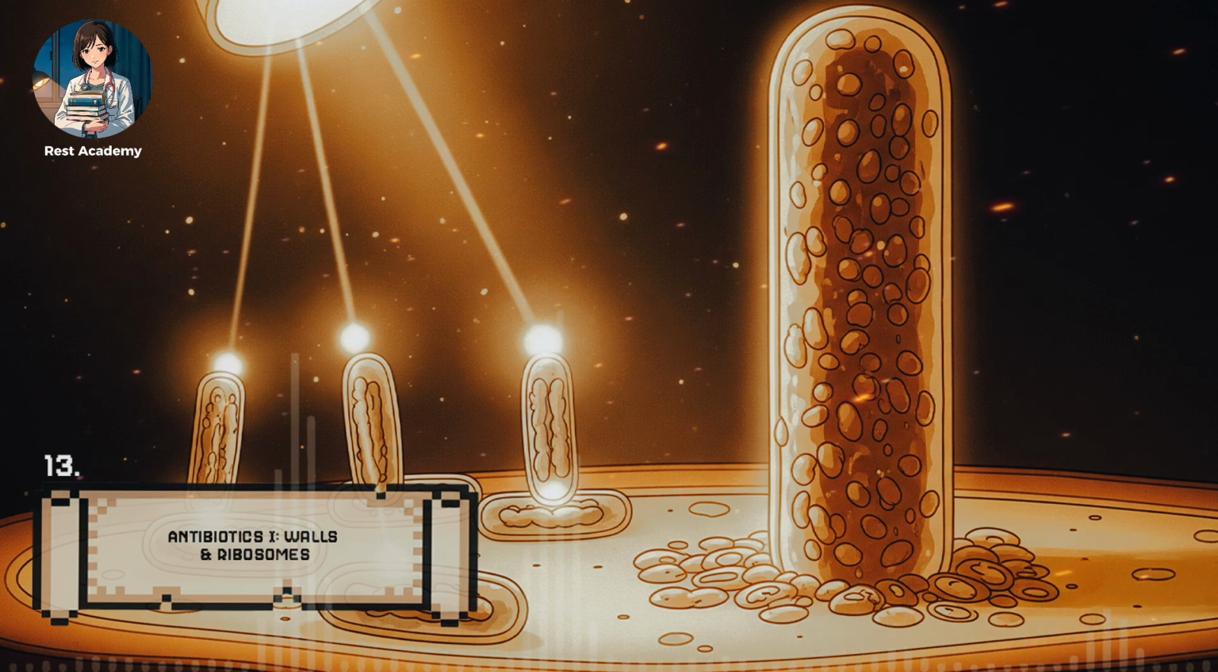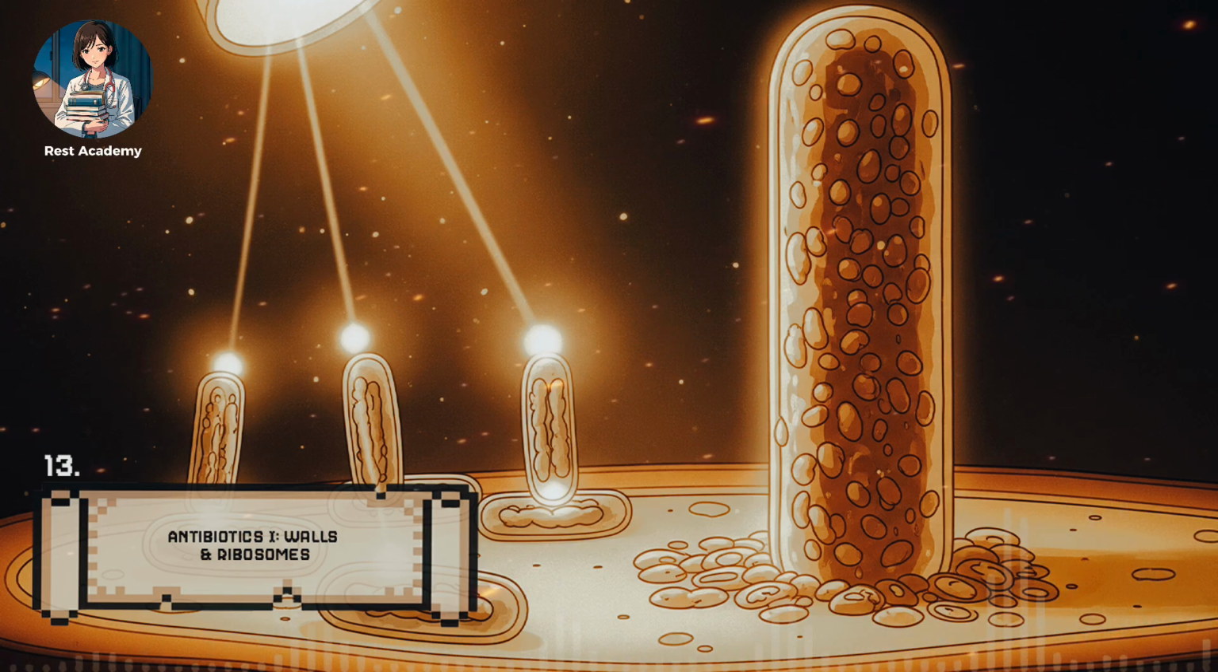Third, target edits rarely cost the bacterium nothing. Altered PBPs can slow wall assembly. Methylated ribosomal pockets can reshape fitness under some conditions, trade-offs that influence which variants persist when pressure eases. Now translate tools back to scenes you recognize.